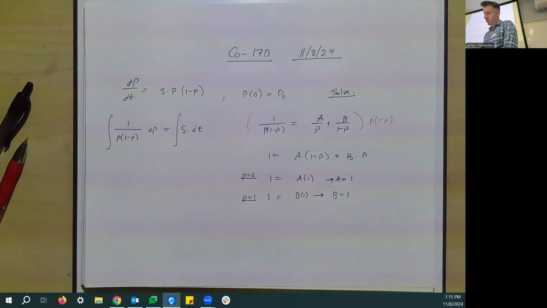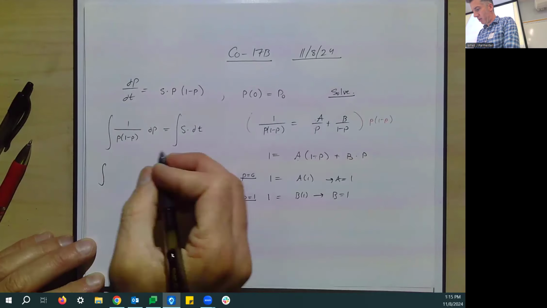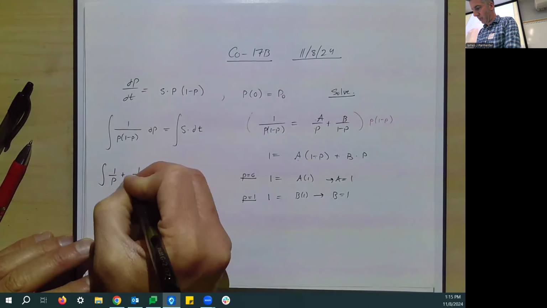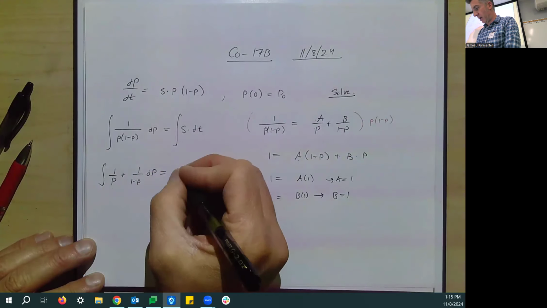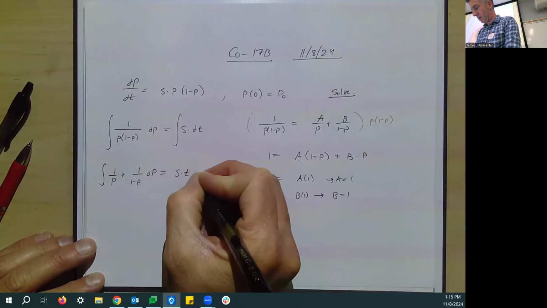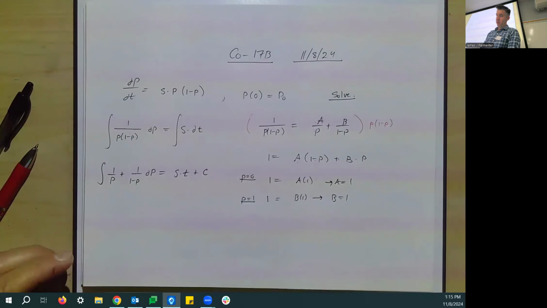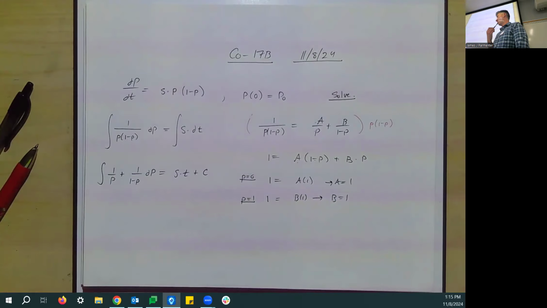So then the left-hand side is going to be the integral of 1 over p plus 1 over 1 minus p. And the right-hand side, let's go ahead and integrate and get s times t plus a constant. Continuing on, we integrate 1 over p. Let's see, how careful do I want to be here? I really don't want to be that careful, but I'm going to be careful.